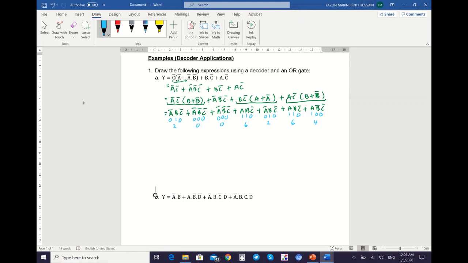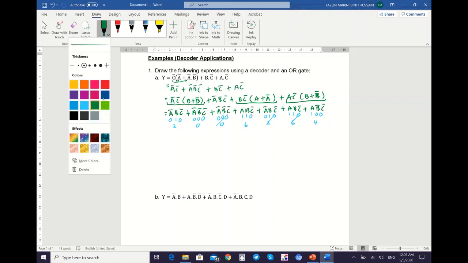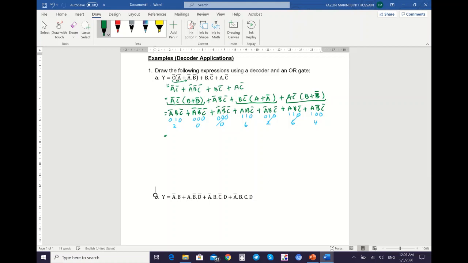For example, you have 2, 0, and then you have decimal 2, and then you have 6. So your last step, you just list down the decimal values. This is the compulsory part. You need to show what the decimal values are. So your decimals are 0, 2, 4, and 6. Okay, so these are the decimal values.